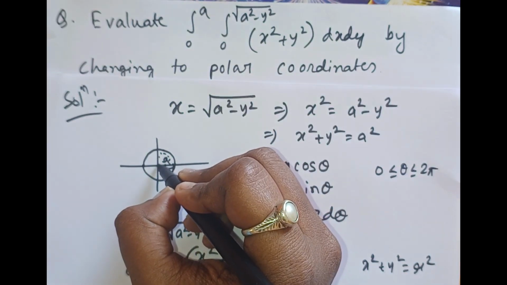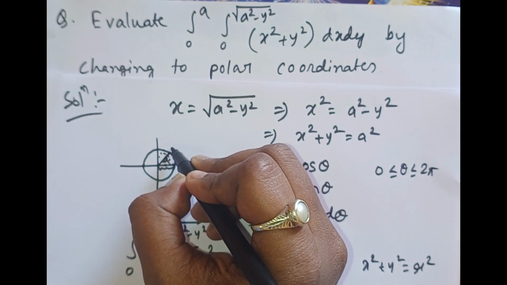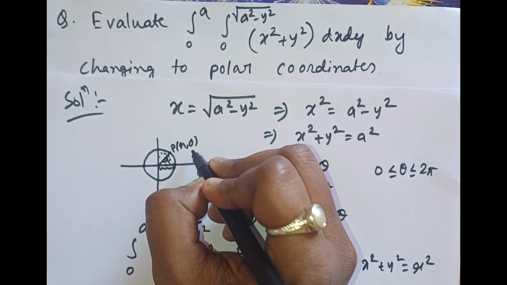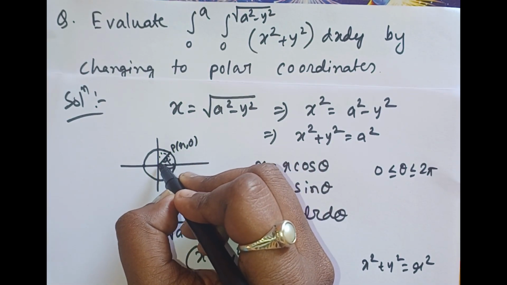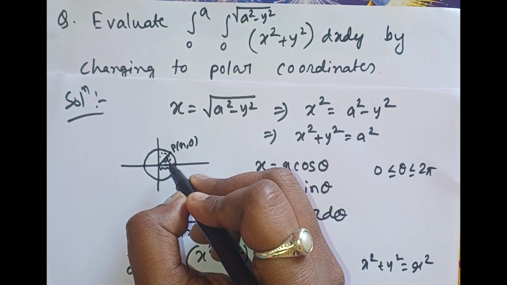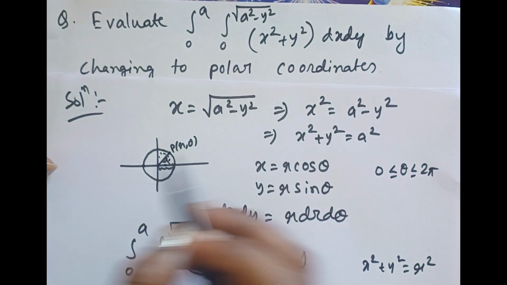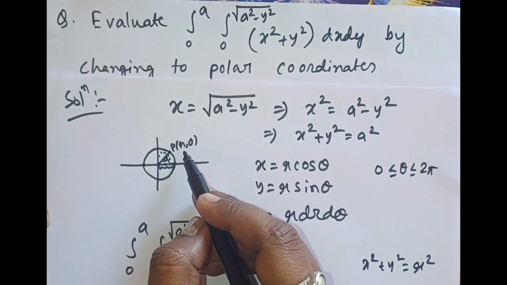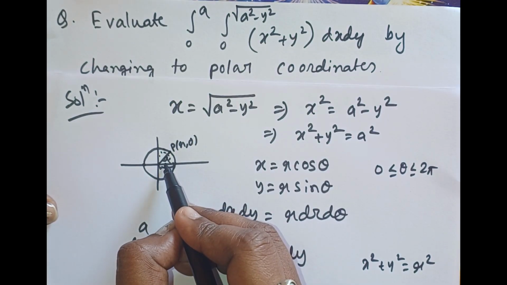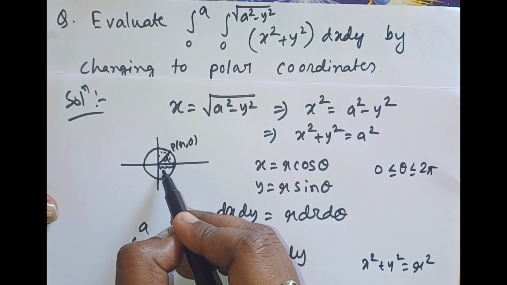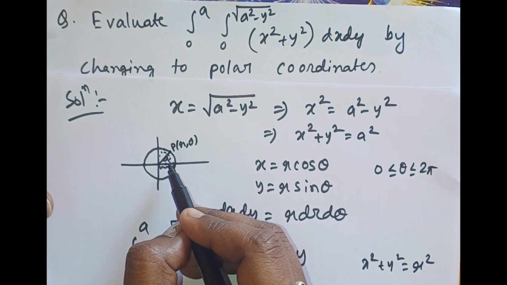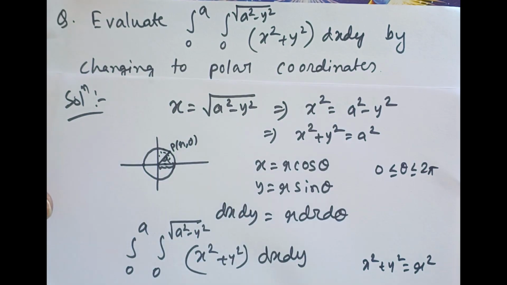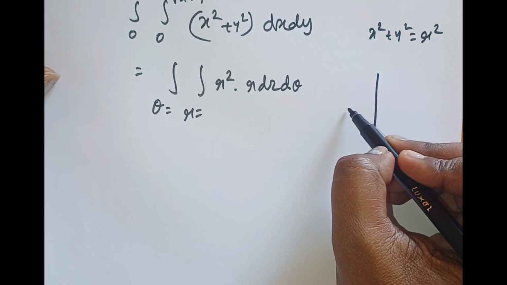And if you understand what is r theta, so if we take a point on the circle P (r, theta), then r is the radius vector and theta is the vectorial angle. So radius vector r is coming from center to the point. Then theta is coming from 0 to 2 pi. But only in this case, since first quadrant is given, so theta will be 0 to pi by 2.